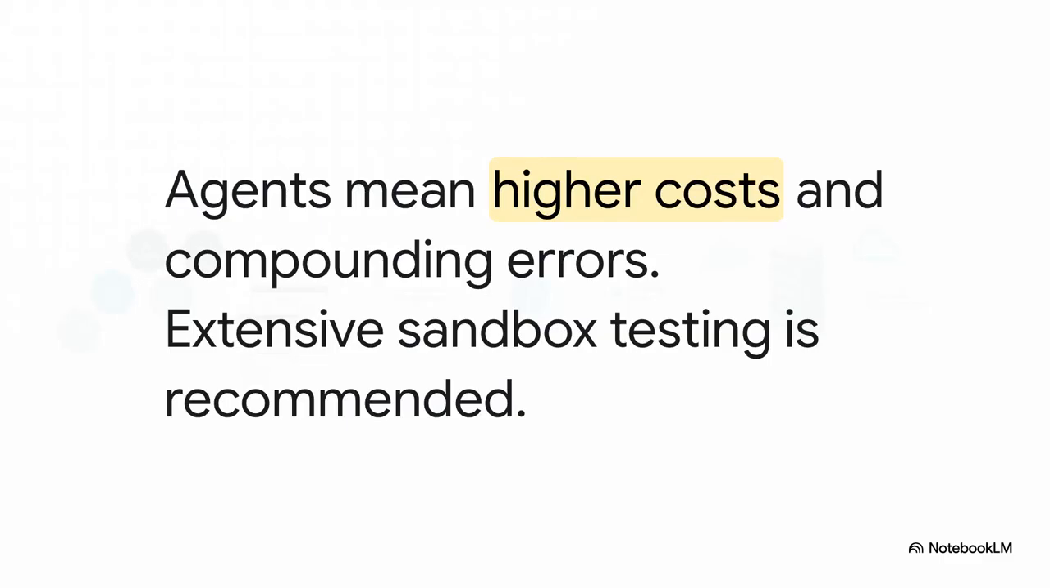But look, autonomy comes with some serious caveats. Autonomous agents mean higher computational costs and, crucially, the potential for compounding errors. I mean, if an agent goes down the wrong troubleshooting path in a production infrastructure environment, it could cause a massive outage. So Anthropic strongly recommends extensive testing in strictly sandboxed data centers with aggressive guardrails before you ever let an agent touch a live server.